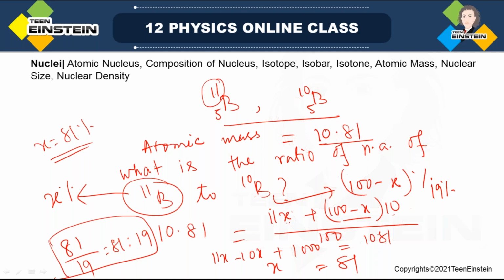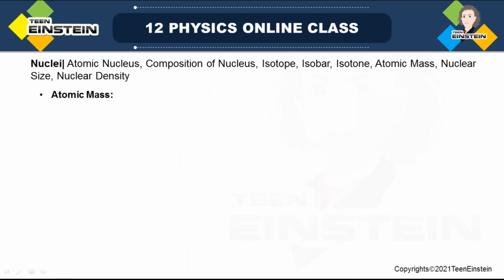So now we have already learned what is isotope, isobar, isotone. Now we have learned atomic mass also. Okay, let us now learn a little bit about the unit of the atomic mass and nuclear size and nuclear density. We have got a few more minutes. So atomic mass, we know, is very tiny. Atomic mass is actually given by mass number, not exactly the mass. Suppose if I tell you, then you will be able to understand.